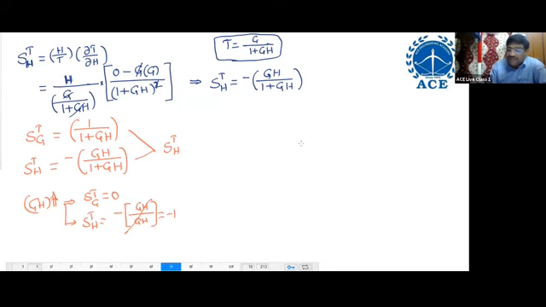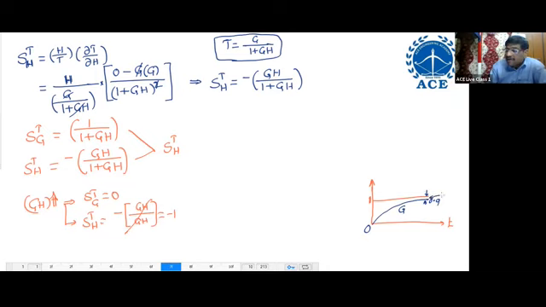For example, I'll take a system where the output is like this. Input is 1, for example. With respect to G, what happened? Actually, it should get 1, but it didn't because of some disturbance or noise. It got 0.1. What is the variation here?